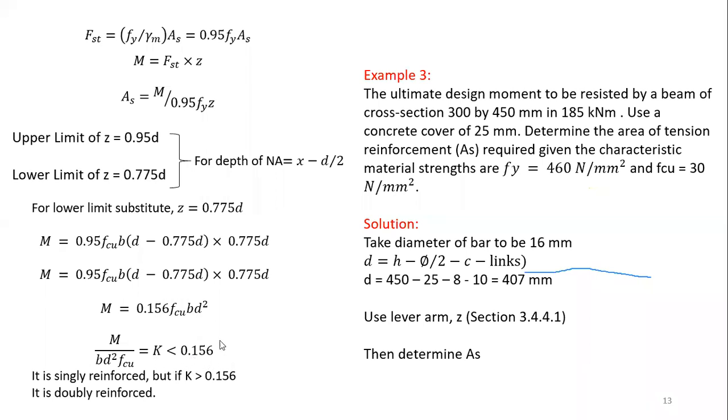What we have just done here is an expression for assessing whether a beam should be singly reinforced or doubly reinforced. If it is singly reinforced, the value of K must not be more than 0.156. If the value of K is more than 0.156, then it means it will be designed as doubly reinforced.